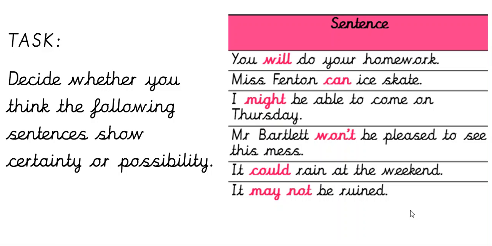So what I would do, I would write on my piece of paper the numbers 1 to 6. I would then, next to those numbers, write possibility or certainty, depending on which sentence you are on. Pause the video now and have a go.